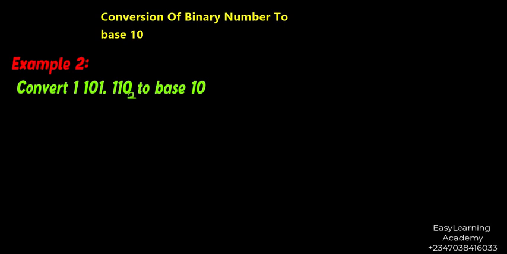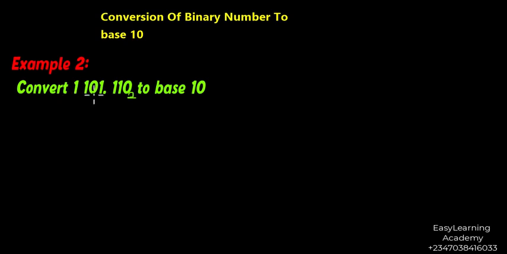And here we are in example 2. We're still having conversion of binary to base 10, and we are to convert 1101.110 in base 2 to base 10. If you look at this, it is a very special binary because we have it in decimal.